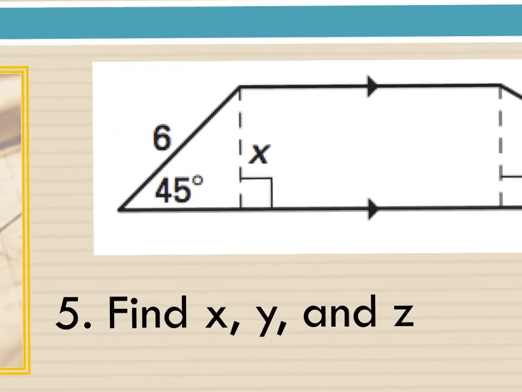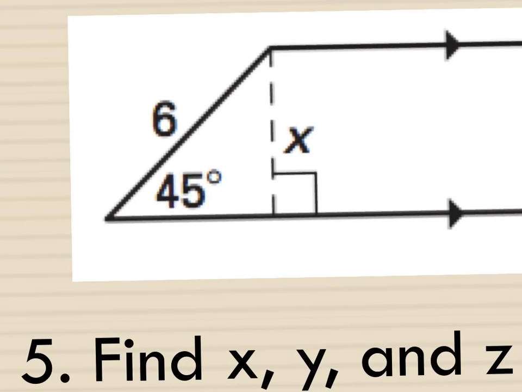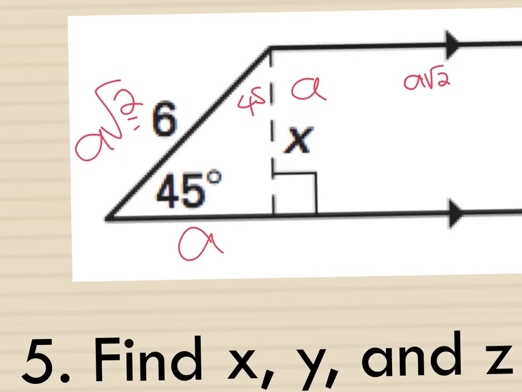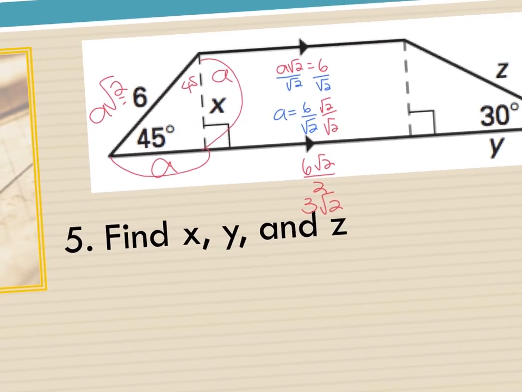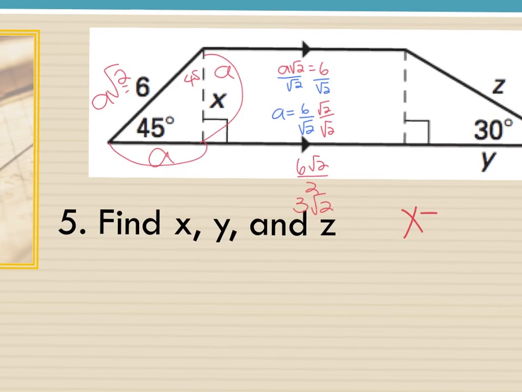So if I were to just grab that 45, 45, 90 triangle, then I know this is A, and this is A, and this is A root 2. This time I've got to solve for A. So A root 2 equals 6. Divide both sides by root 2. And then I've got to rationalize it. So 6 root 2 over 2, which becomes 3 root 2. And that's going to be this side and this side. So x equals 3 root 2.